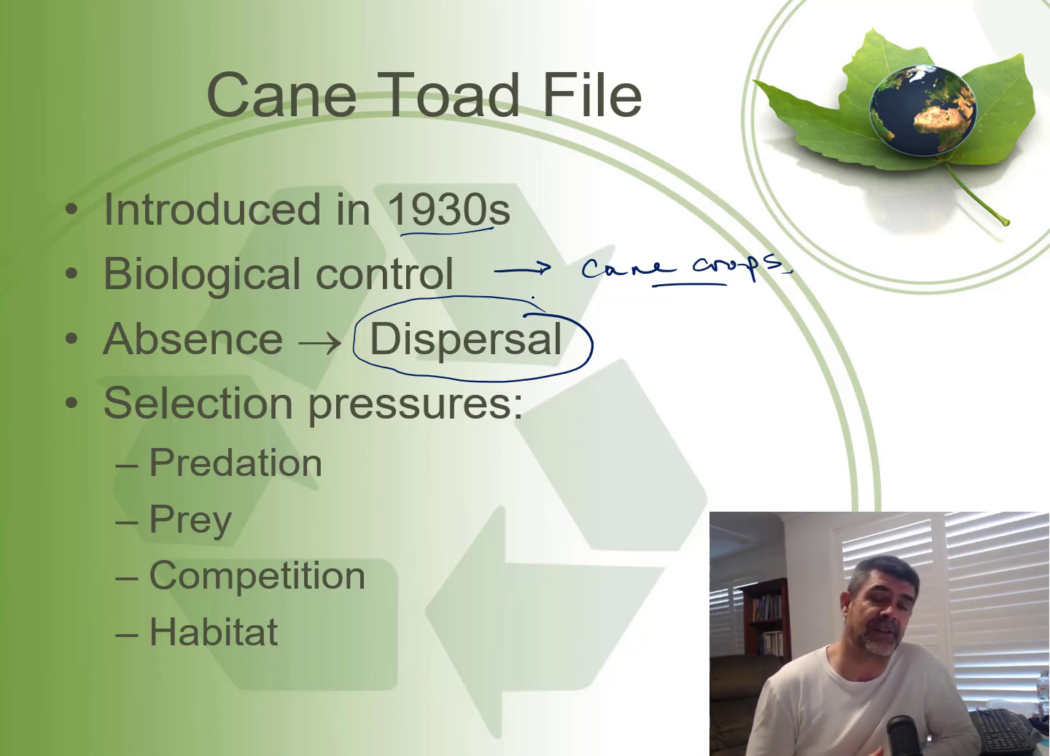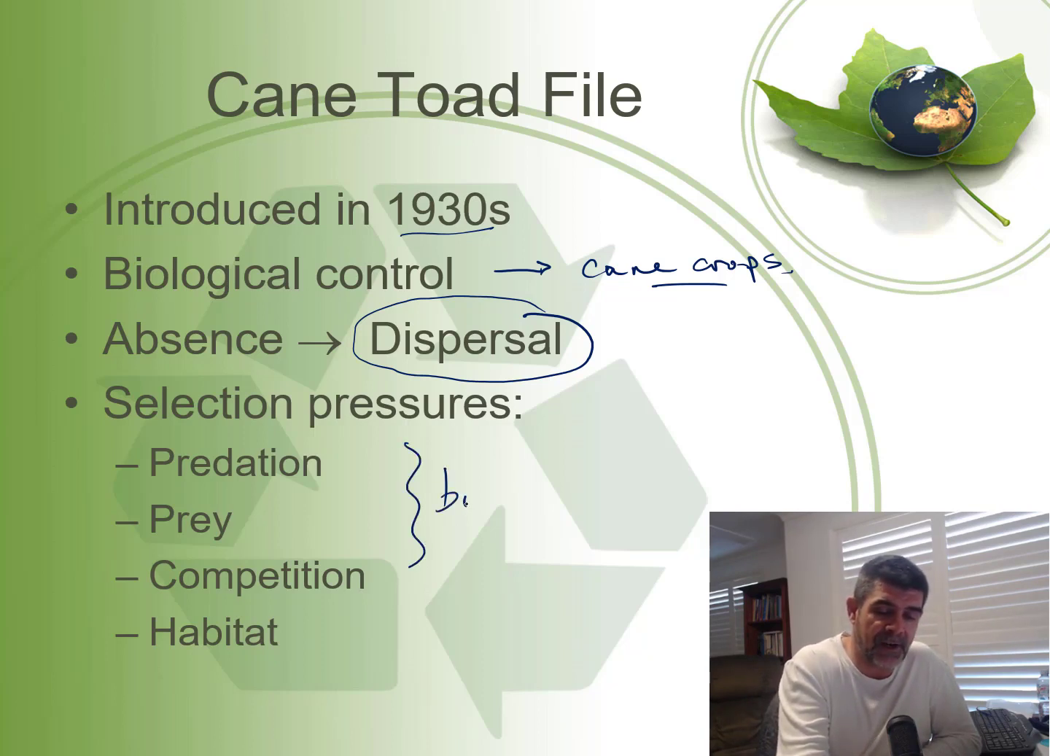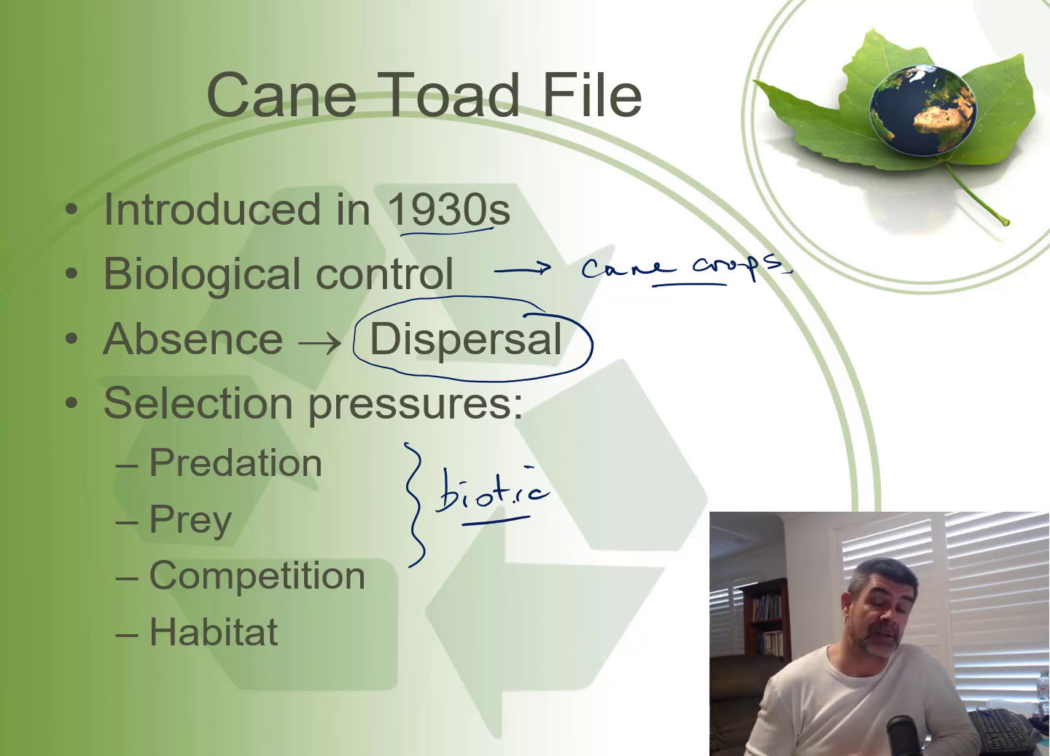The numbers started very small. And when we're looking at analysing changes in the distribution and abundance of particular organisms, whether they're getting bigger or smaller, we need to think about a couple of important things. The first things we need to think about are the biotic interactions. So what are the predators? What are the natural predators? And what sort of mechanisms does the cane toad have to protect itself from predators?